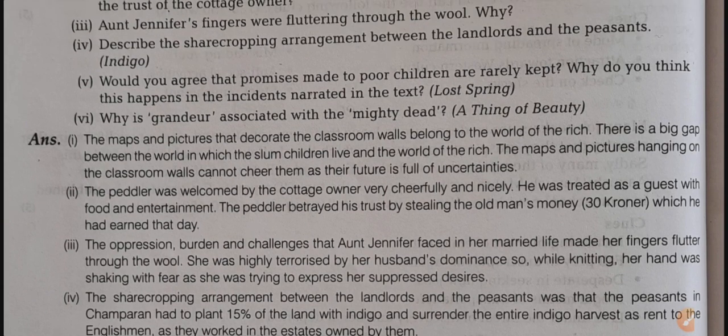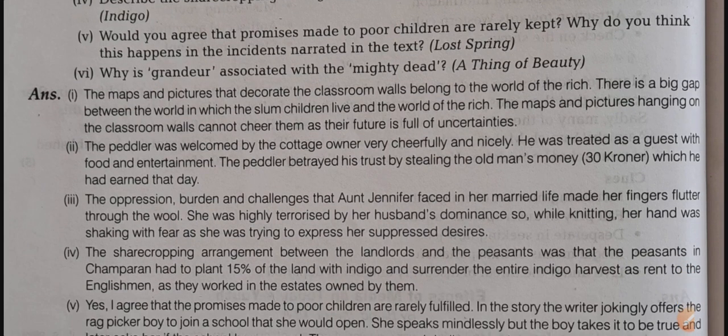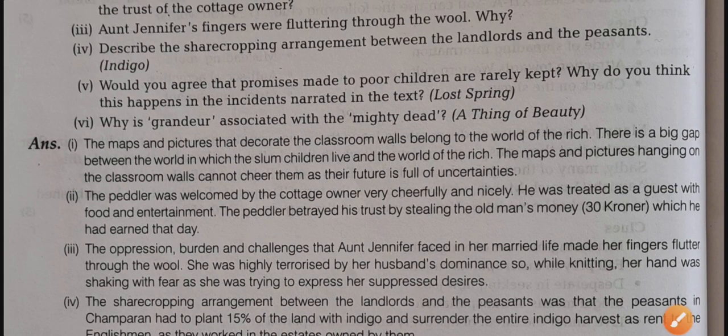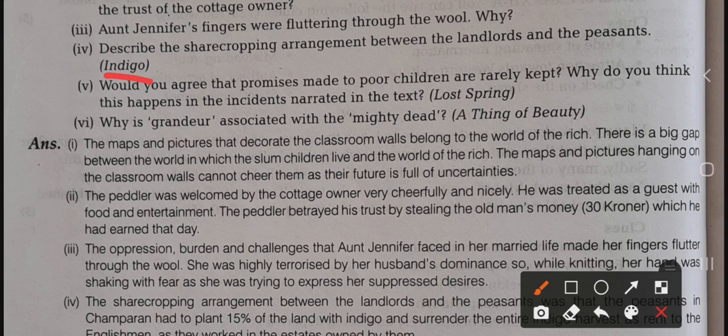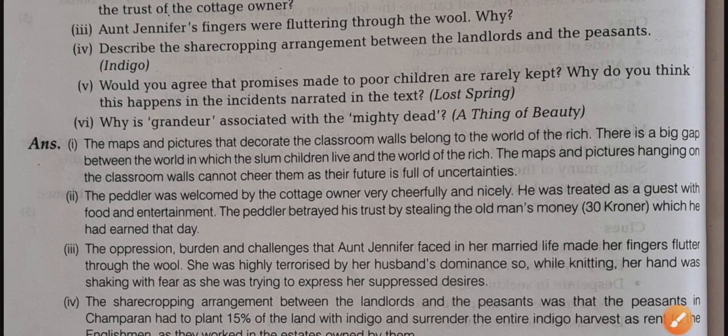Next question, describe the sharecropping arrangement made between the landlords and the peasants. That is chapter Indigo, as it is given in the brackets also, children. You can see here, it is given in the brackets. But yeah, it is also given in Lost Spring, A Thing of Beauty. So a lot has been made clear to you. All right, you don't have to use your brain. So it's a good thing for you children.